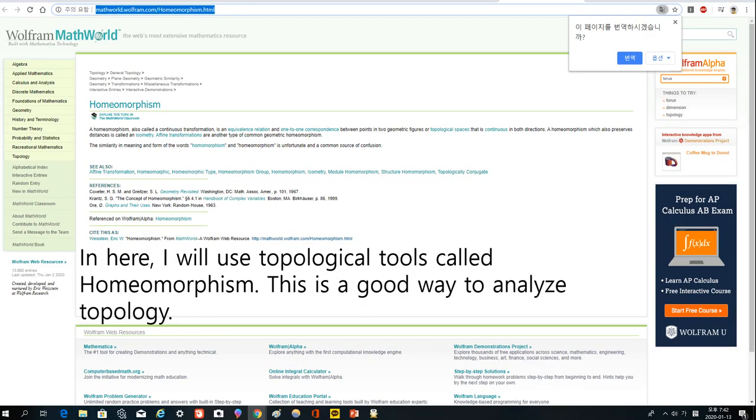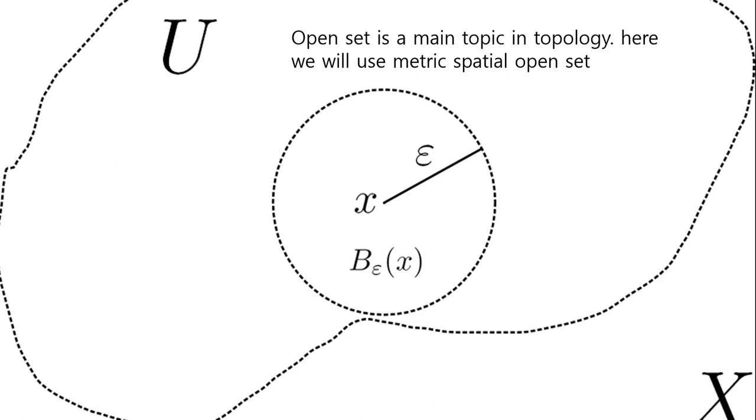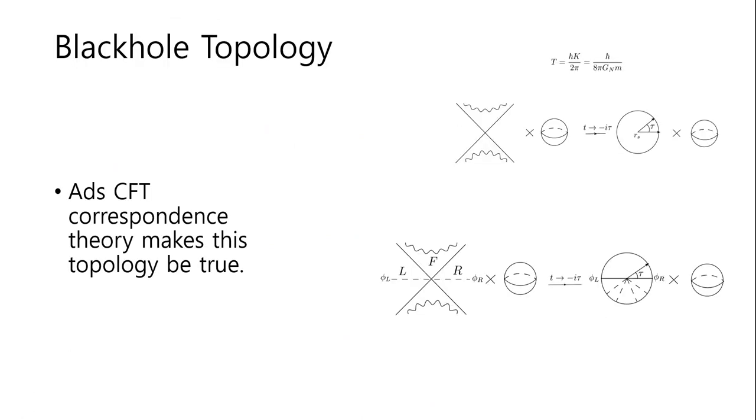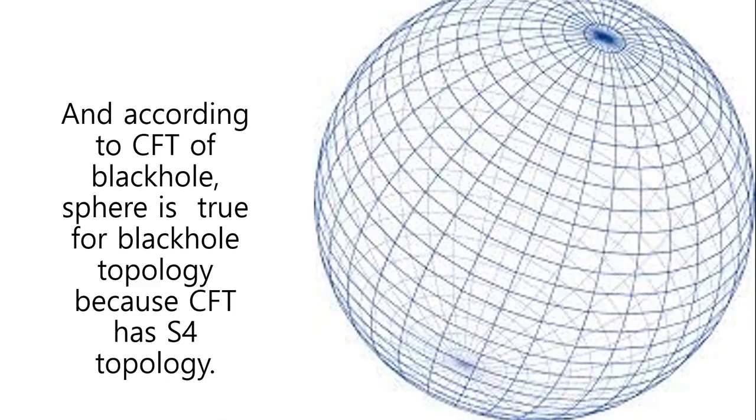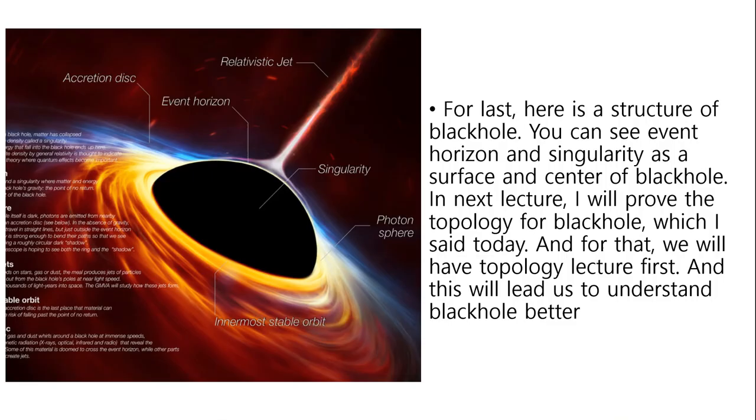Here, I will use a topological tool called homeomorphism. This is a good way to analyze topology. Homeomorphism is a main topic in topology. Here we will use metric space homeomorphism. Black hole topology: AdS/CFT correspondence theory makes this topology true. And according to the CFT of a black hole, a sphere is true for black hole topology because CFT has 4D topology.